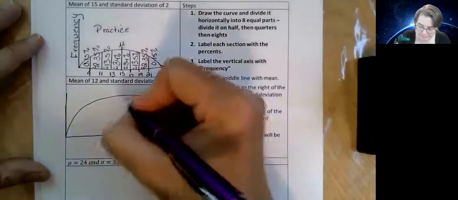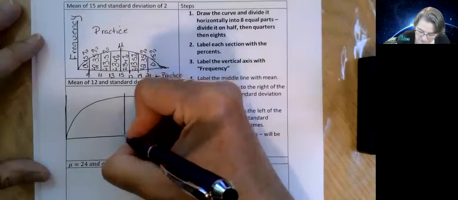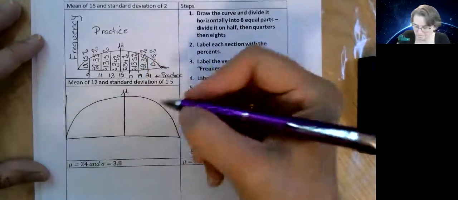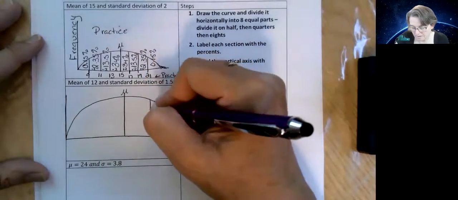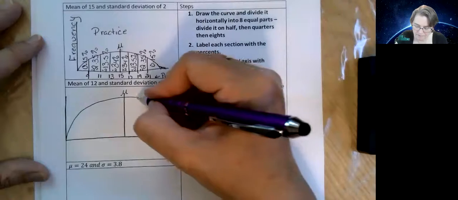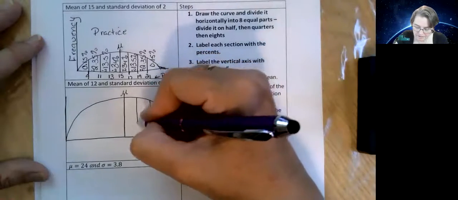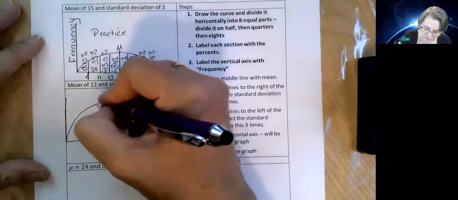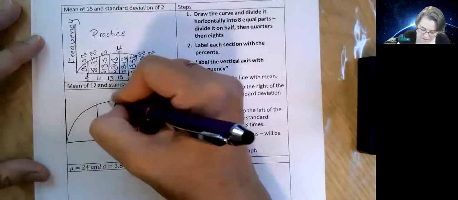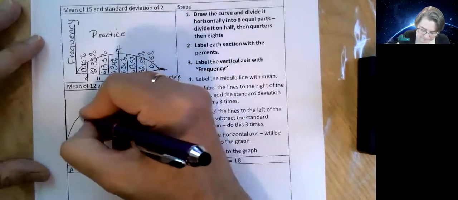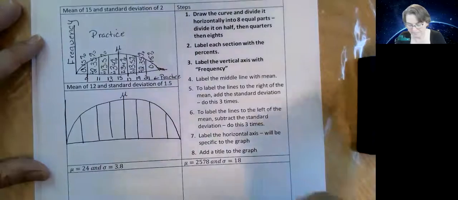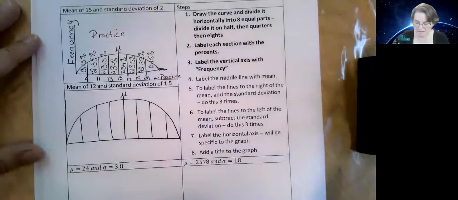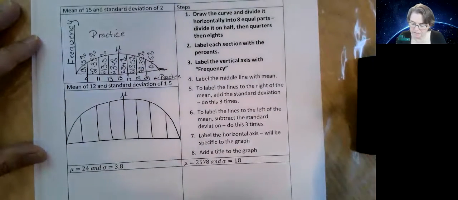All right, so I'm going to divide it in half, and that's my mean. And then I'm going to divide it here. Oof, it looks like half. And there. So each one of those. I did not do a bad job there getting it all left.